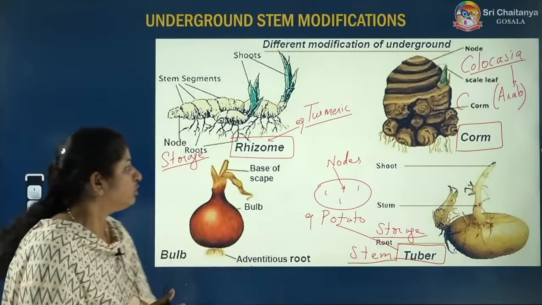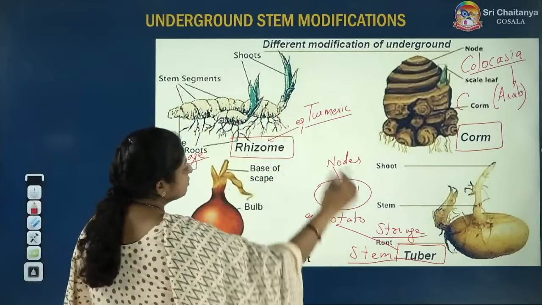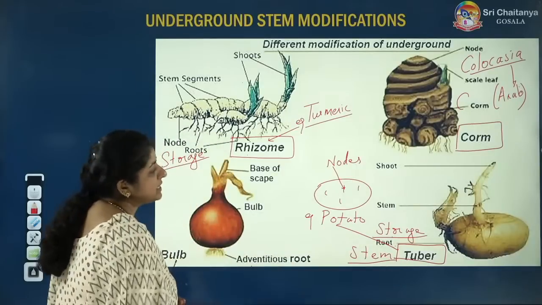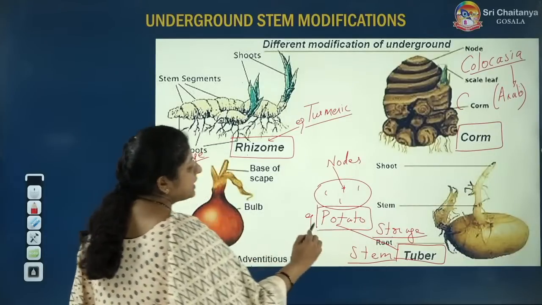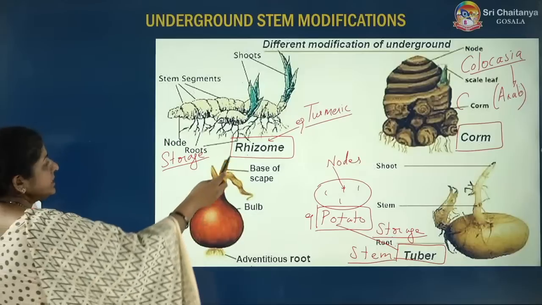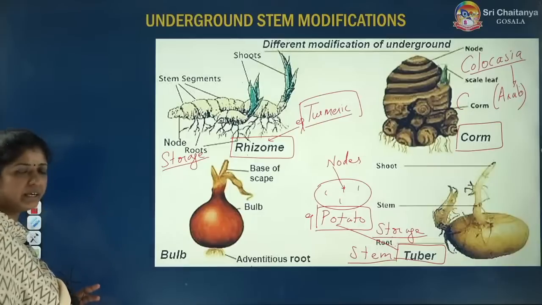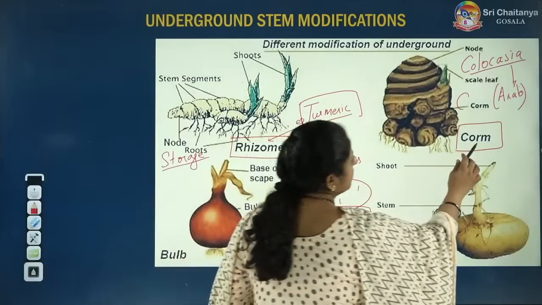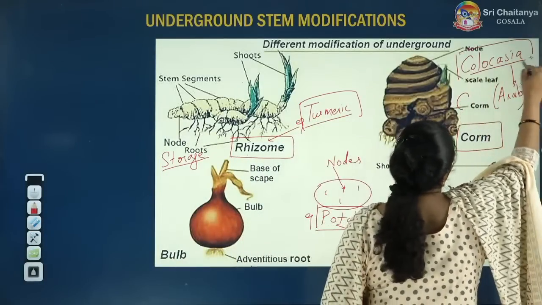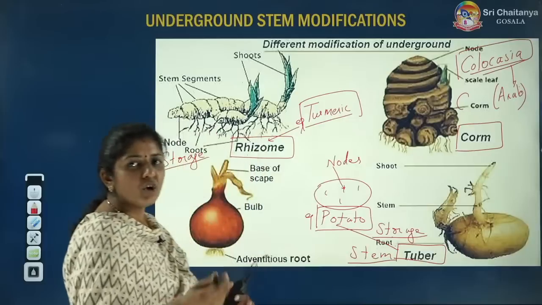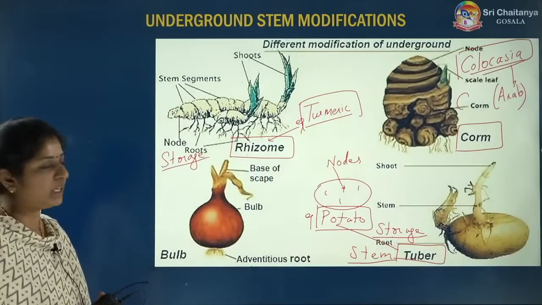I can write the terms even, but I found that maybe the pictures will leave a better impression on your exam, right? So I repeat, underground stem modification, tuber we discussed, under which example we discussed? Potato. Then we discussed rhizome, their example we discussed? Turmeric. Clear? Then we discussed the corm, where I discussed the example colocasia. Fine, their common or Hindi name is Arabi.